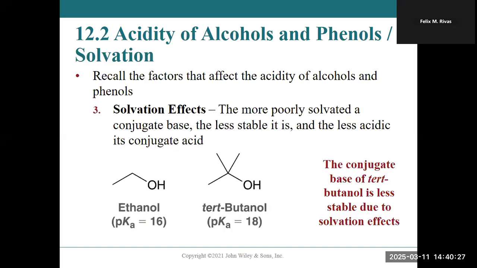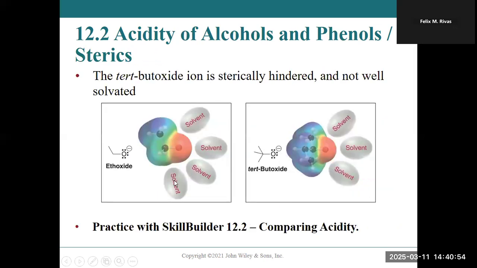There's also an effect that we briefly mentioned when we did acids and bases, which has to do with the solvent. In here, these two molecules, ethanol and tert-butanol, are very similar. The only difference is we obviously have more methyl groups on tert-butanol. And what you notice is the pKa difference is a unit of 2, which means that ethanol is 100 times more acidic than tert-butanol. Why is that? It has to do with the solvent.